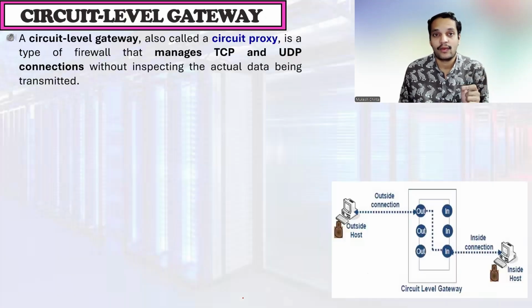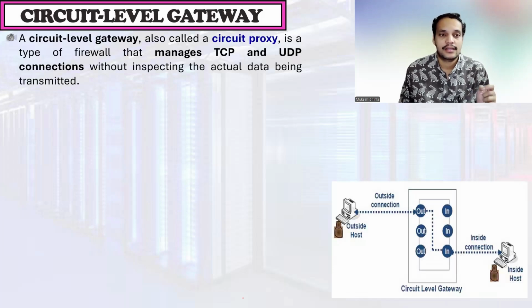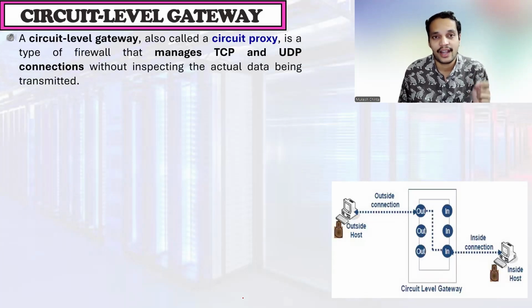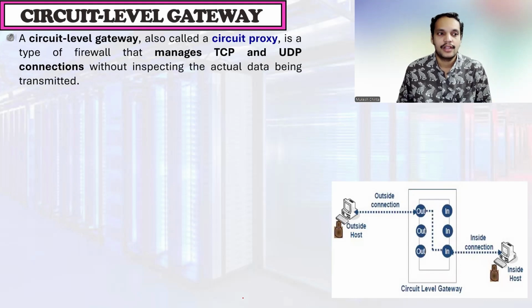We do have another one, the third variant, something called a circuit level gateway, or a CLG. This is also called a circuit proxy, which is a type of firewall that manages TCP and UDP connections without inspecting the actual data being transmitted. This is a stark contrast to your application level gateway, which inspects the packets and the application layer data present in the packet.